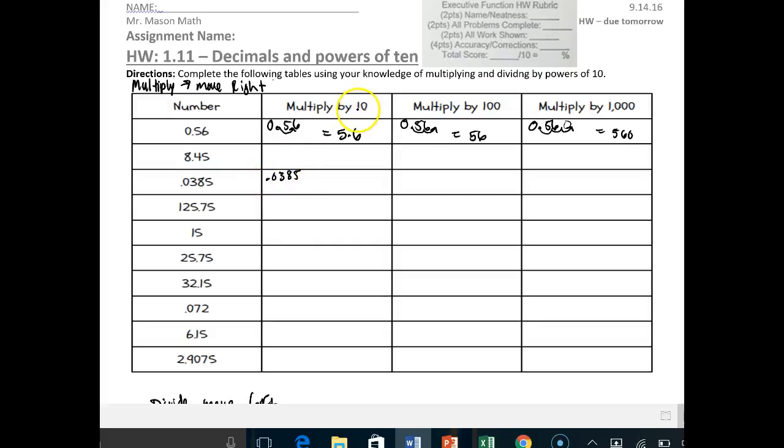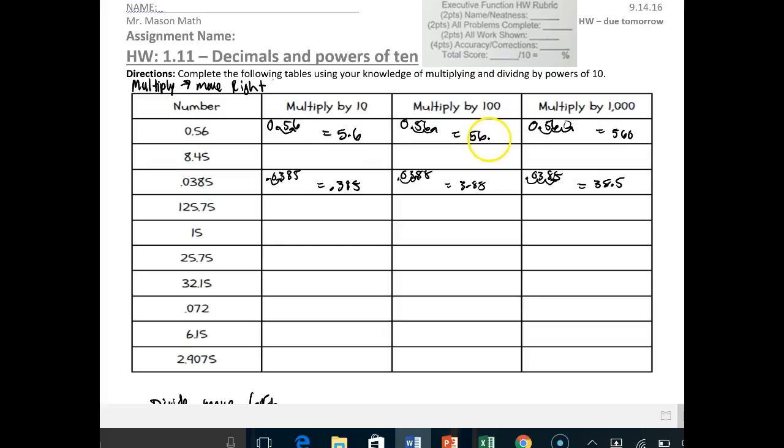0.0385 multiplied by 10, one zero, so I move once right, equals 0.385. 0.0385 multiplied by 100, so two zeros, once, twice. So 3.85, and multiply by three zeros, move three times right, once, twice, three times, equals 38.5. Notice hopefully you're just seeing this decimal make its way to the right in each one of these numbers.